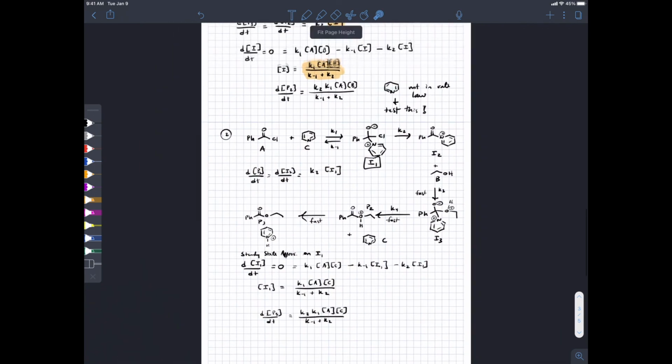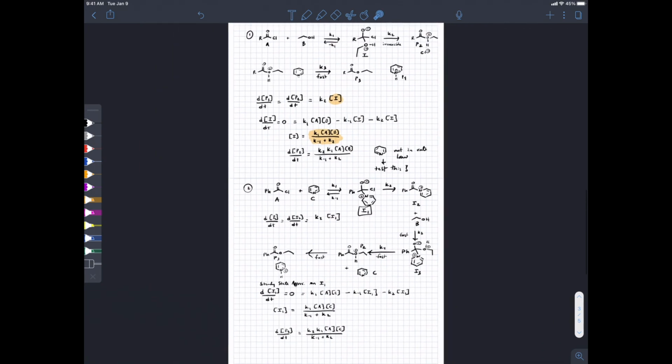So you can easily discern between these two mechanistic schemes by testing the rate of formation of product. If pyridine is involved before the rate determining step, pyridine will be in the rate law. If it's involved after the rate determining step, as it is here in mechanistic option 1, it won't be in the rate law.